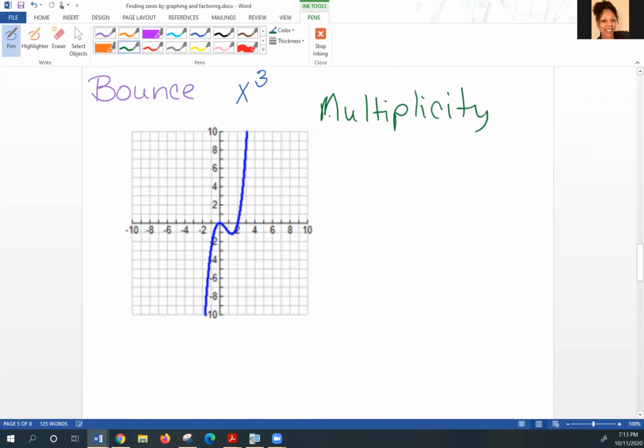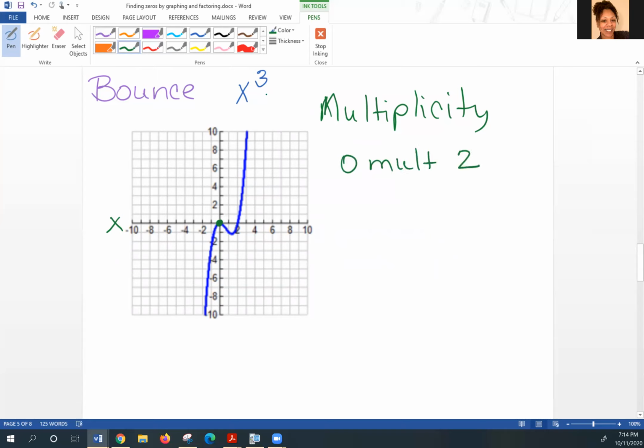Okay, so one of them looks like it's bouncing off of the x-axis. Remember, your x-axis is the one that's going left and right, horizontal. So if you ever see a graph bounce off, that means this particular point is going to count 2 times. It's going to have a multiplicity of 2. All right, so here, that is 0, multiplicity of 2.